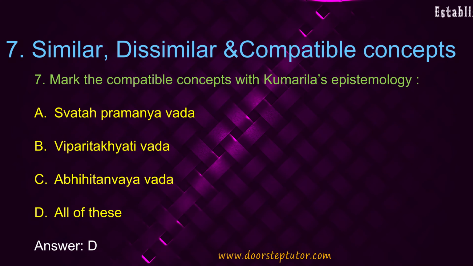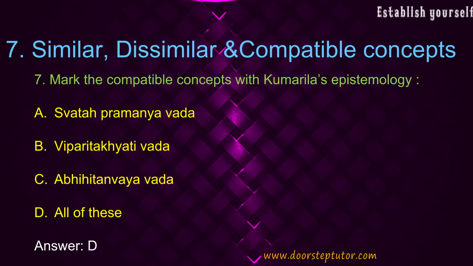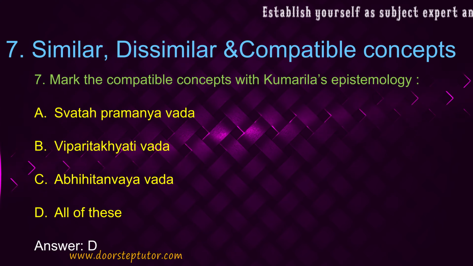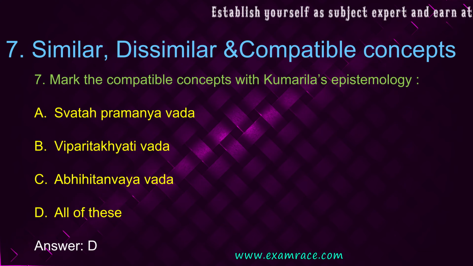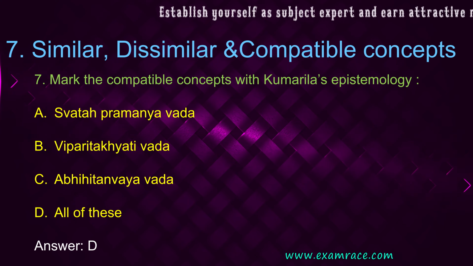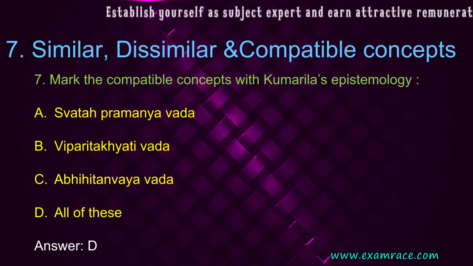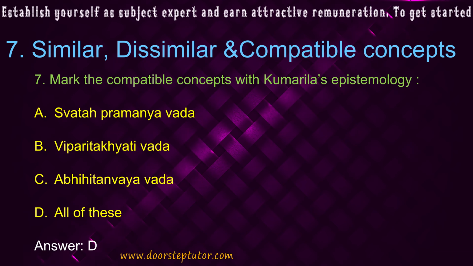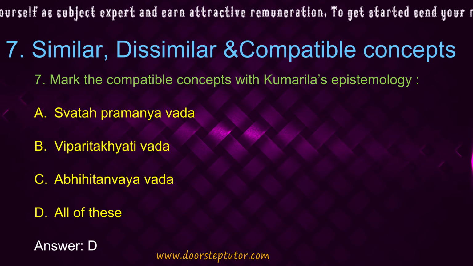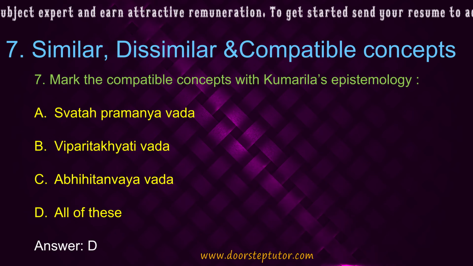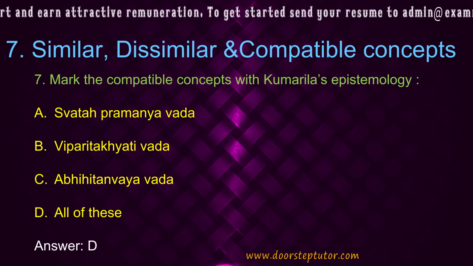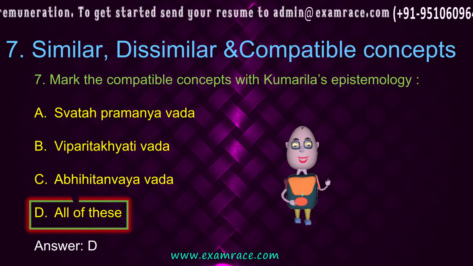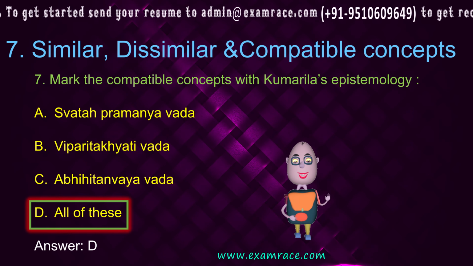Question 7 is based on the similar, dissimilar and the compatible concepts of schools. For example, mark the compatible concepts with Kumarila's epistemology, that is the Purva Mimamsa school of Kumarila. A. Swata Pramanyavada, B. Viparita Khyativada, C. Abhihitanvayavada, D. All of these. The correct answer is D, that is all of these.